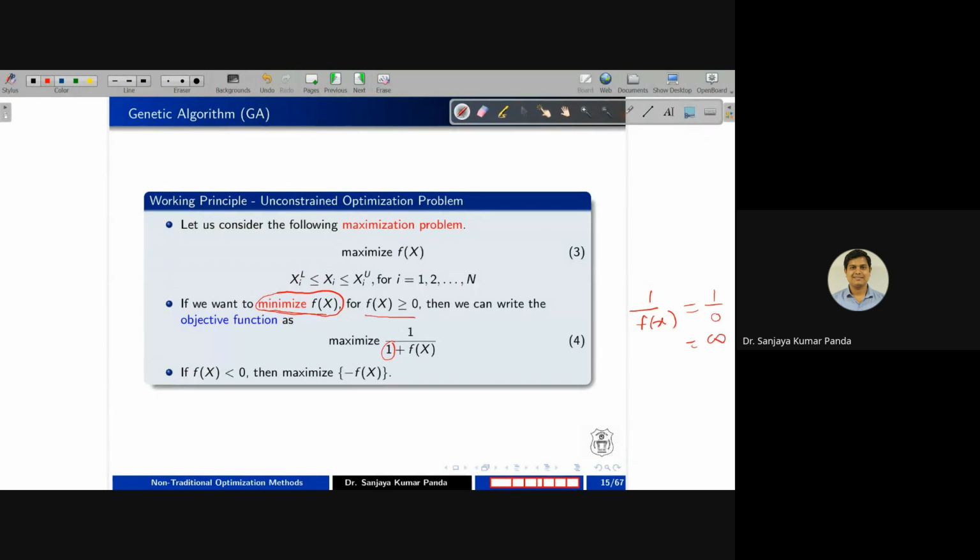So what I try to convince you here is that you can convert a maximization problem to a minimization problem by taking 1 by that particular function. In that way, you can convert a minimization problem to a maximization problem. But whenever f of x value is equal to 0, you can say maximize minus of f of x. That can be done to solve a particular problem. So it is not necessary to solve a problem with maximization or minimization. You can convert either maximization to minimization or minimization to maximization based upon the requirement.